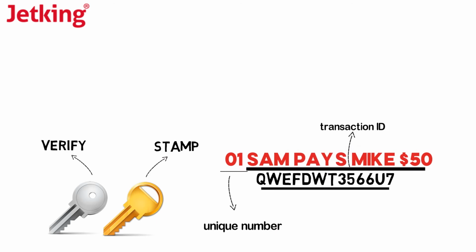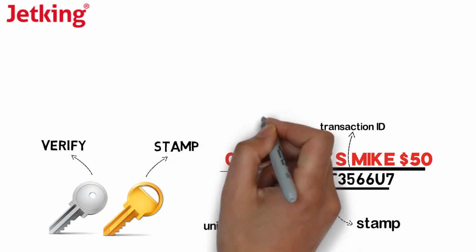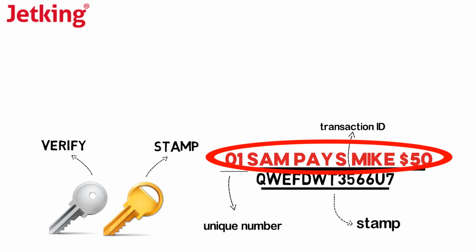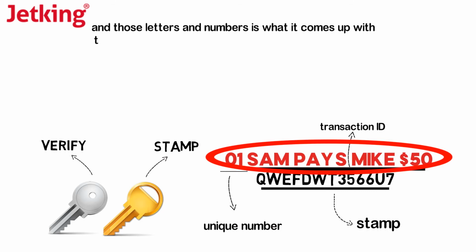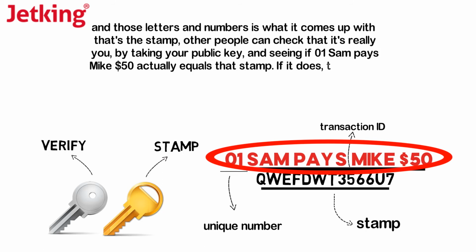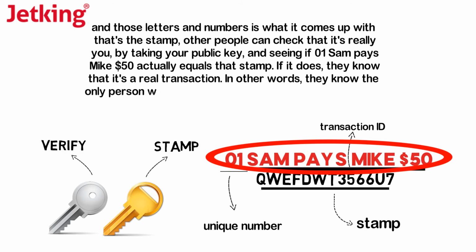Now the third part is where you prove that it's actually you. This is the stamp. You're essentially taking your private key and using it to encrypt the first two parts, or 01, Sam pays Mike $50. And those letters and numbers is what it comes up with. That's the stamp. Other people can check that it's really you by taking your public key and seeing if 01 Sam pays Mike $50 actually equals that stamp. If it does, they know that it's a real transaction.